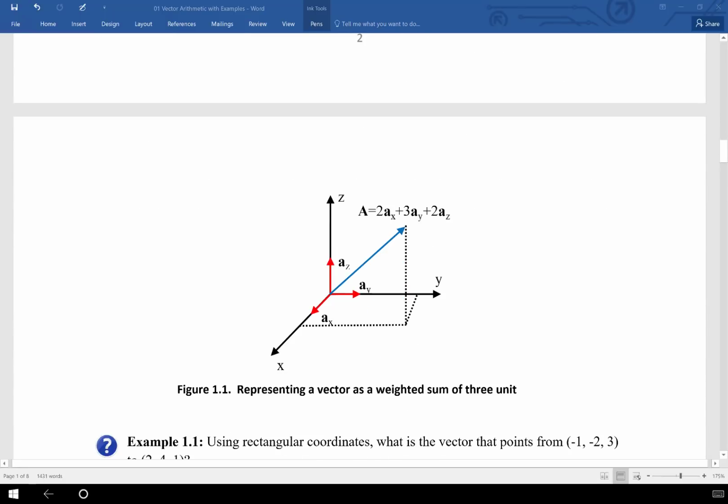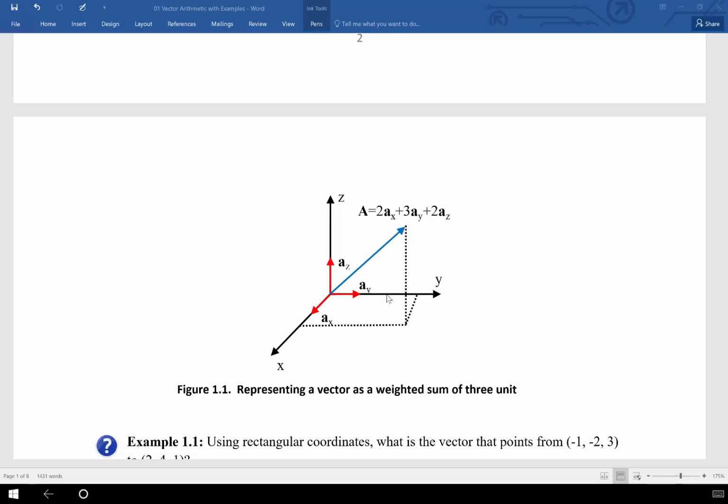Here then you can see an expression or a figure that illustrates how a single vector can be listed as the summation or the superposition, the weighted sum of three other unit vectors. And so we have the red unit vectors a_x, a_y, and a_z, and then this capital A is going to be in the direction of 2a_x plus 3a_y plus 2a_z. And it may not be apparent from the figure, but it's actually a little bit further out along the y-axis.